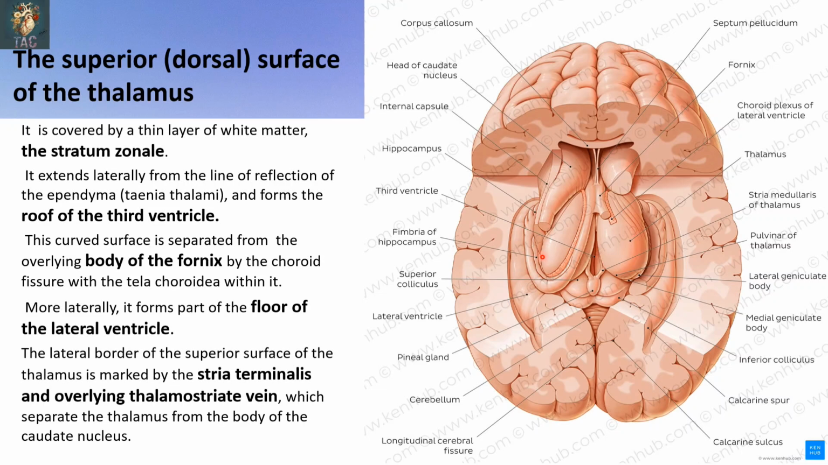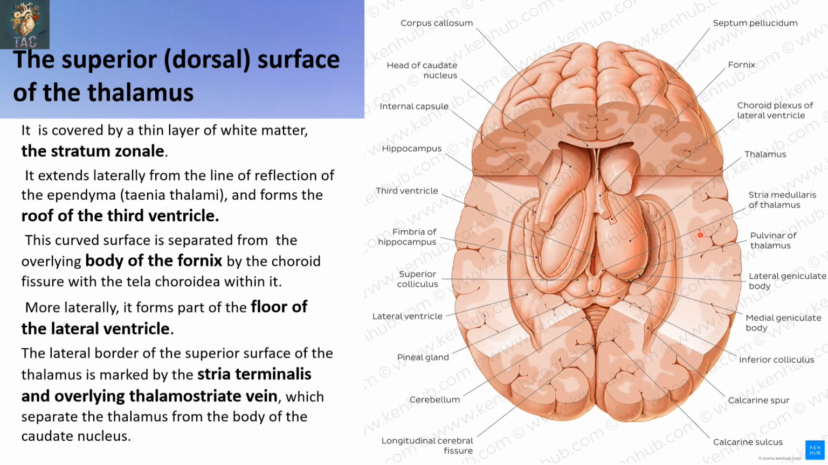So these are the lateral areas where it is forming the floor of the lateral ventricle. Again in this area you can see the lateral border of the superior surface. Here you can see the stria terminalis and overlying thalamostriate veins are present, which are not visible in this section because they are hidden by the body of the caudate nucleus. So here you can see this is the head of the caudate nucleus and body of the caudate nucleus, and beneath this caudate nucleus the thalamostriate vein and stria terminalis are present, which are in relation to the lateral part of the superior surface of the thalamus.